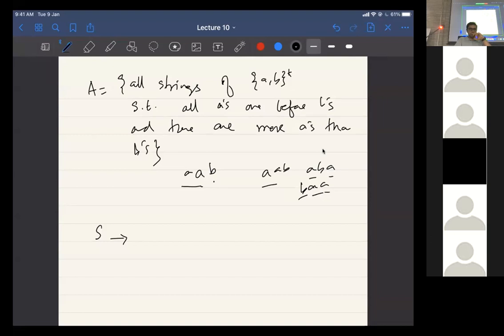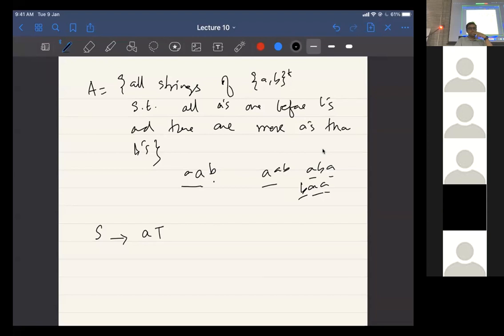So the first rule would be S to AT. Can you hear me, sir? Yes, I can. The second would be T goes to ASB. Is this T, then ASB? Why do we get plus again? No, no, not plus: T goes to ASB. That's it. And then, sir, or ABS? No. We cannot have ABS. I think this should be the only one. Then epsilon.